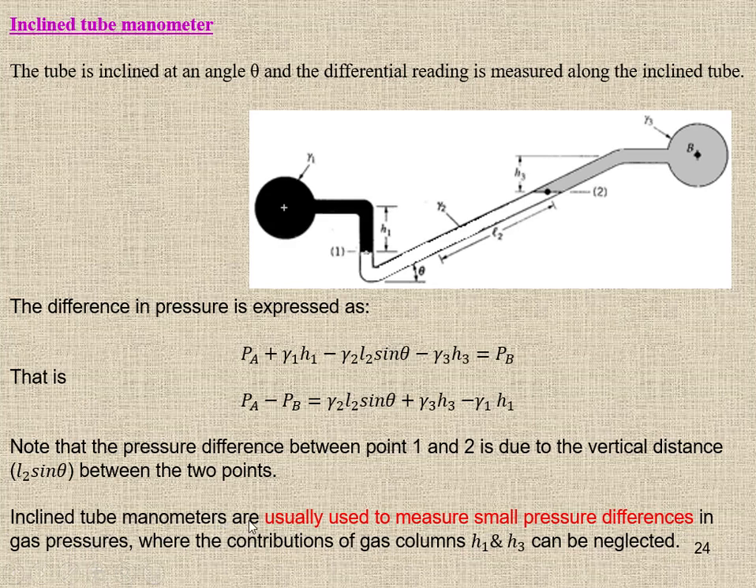Inclined tube manometers are usually used to measure small pressure differences in gas pressure, where the contribution of the gas columns H1 and H3 can be neglected. It means this is used to measure very minute, very small pressure. If there is a small pressure, you have a small deflection, but if you use an inclined manometer, you will get a larger deflection. So this is used to measure the low pressure of the gas.